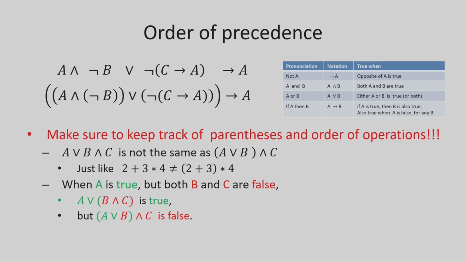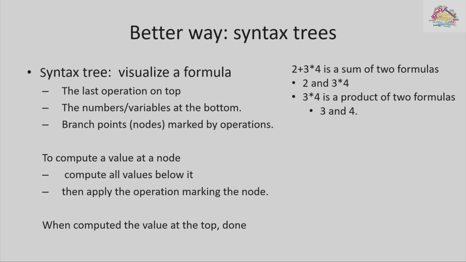Make sure you keep track of parentheses. By far the most common mistake, I think, both in logic and arithmetic, is forgetting to put the parentheses, especially when we start switching things in a couple of lectures, and then thinking that not belongs to just the very first letter and not the whole big formula after that. And you will get a different answer, just like 2 plus 3 times 4 is not the same as 2 plus 3 together times 4. A or B and C is not the same as A or B together in parentheses and C. You could check for yourself by plugging in A being true and both B and C being false.